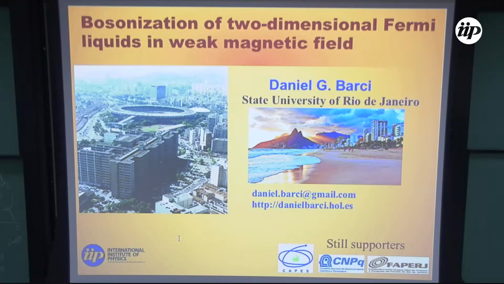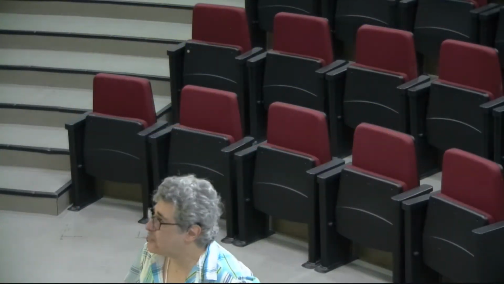So let me show you my place. This is the University of the State of Rio de Janeiro. The city of Rio de Janeiro has essentially two topological sectors, the north and the south. Our university is in the north part. You see, this is not a particle accelerator. This is Maracanã Stadium, where a lot of funny things happen.